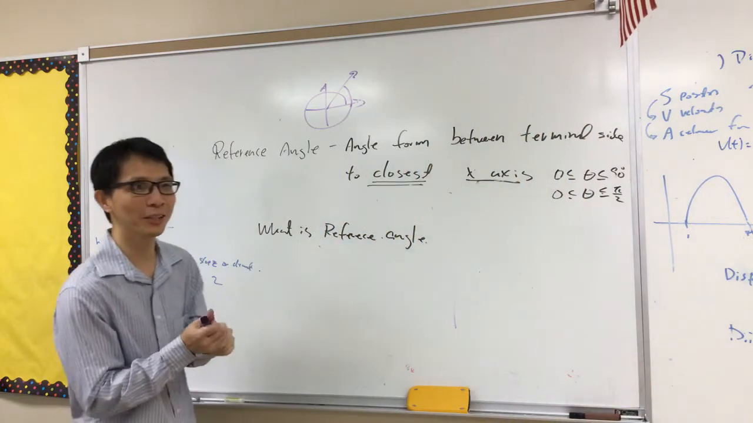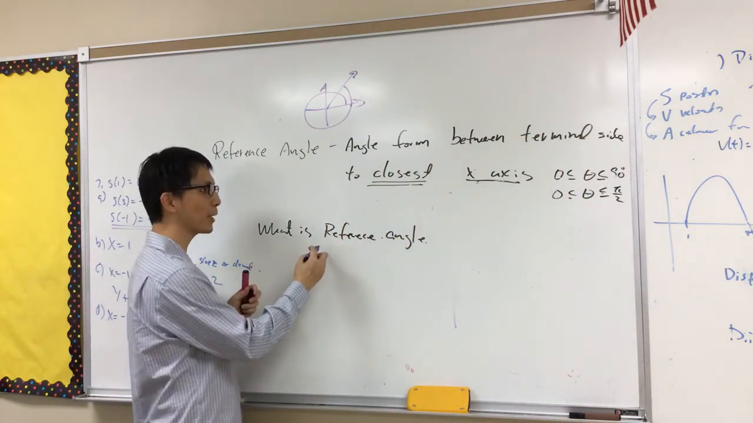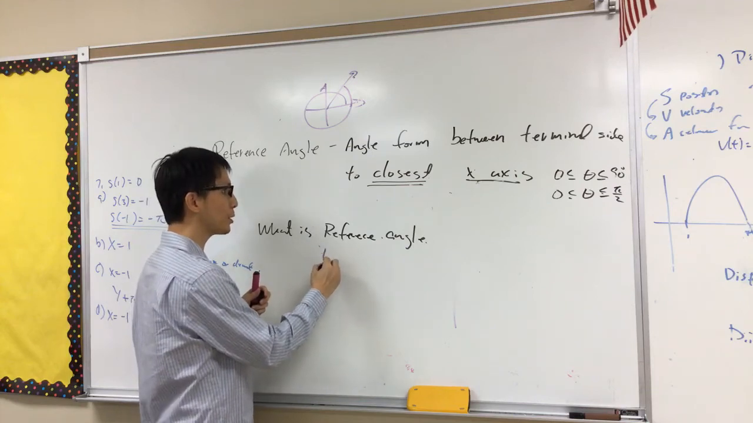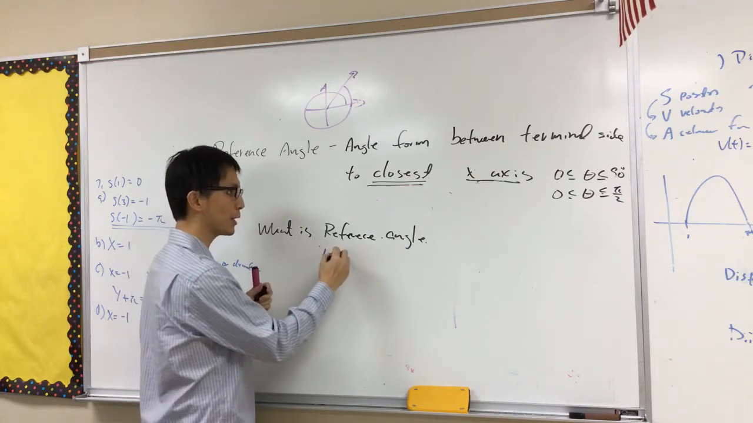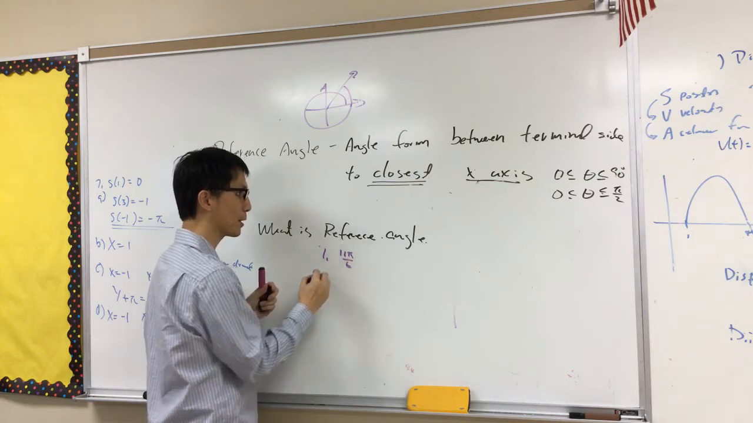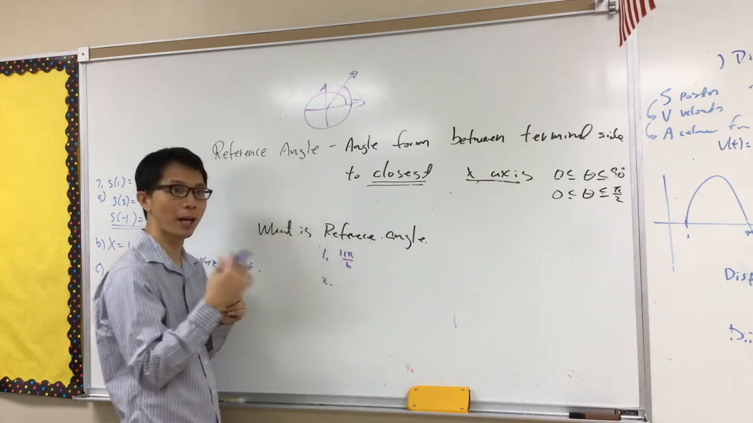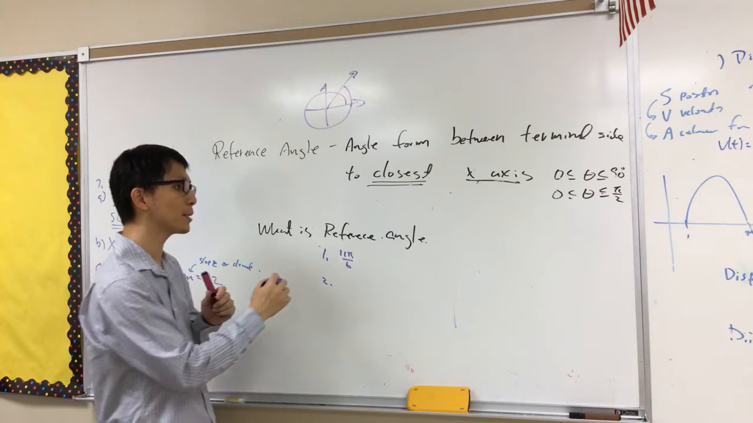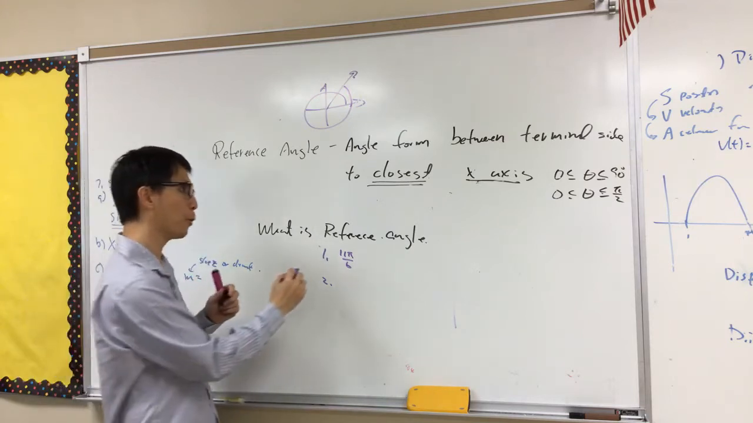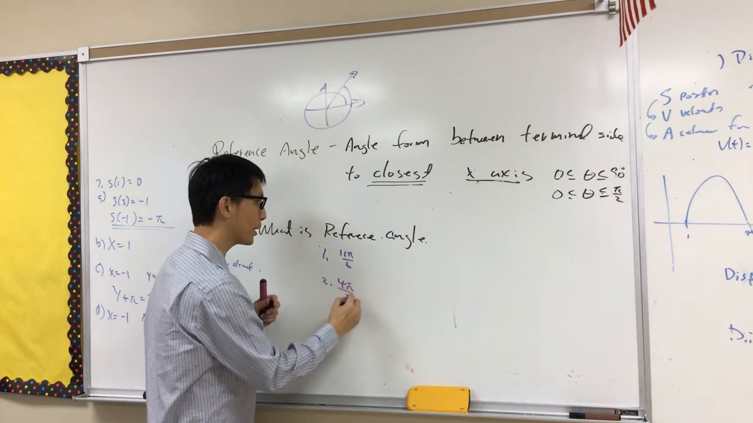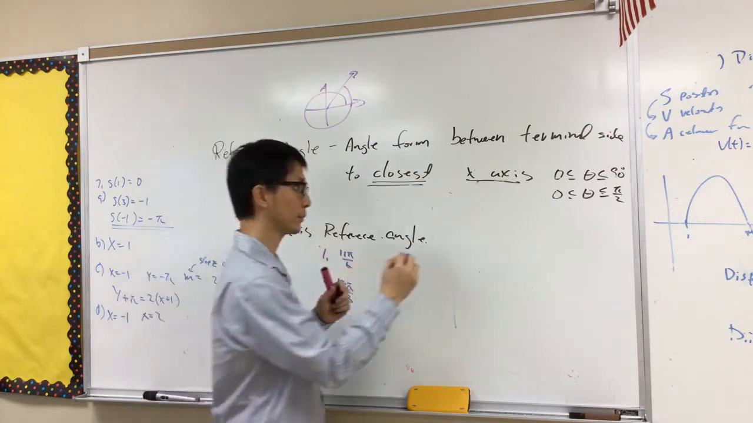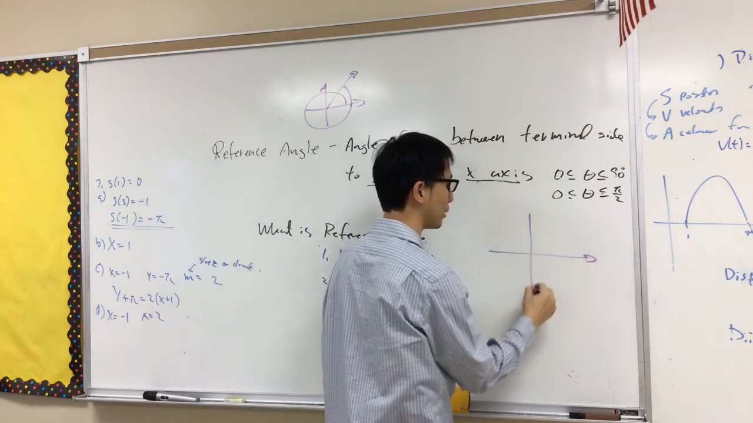Okay, so now let's think about it in radians. I'm going to start with the easy one. The easy one is 11 pi over 6. And number 2, I'm going to ask you the reference angle of 11 pi over 6, and also the reference angle of 4 pi over 3. I'm going to give you a shortcut to think about it. This is how you think.